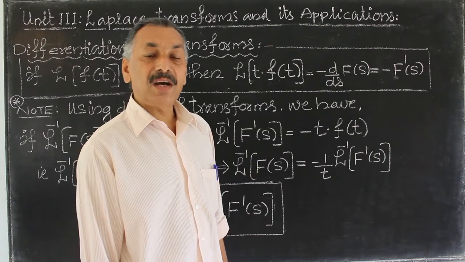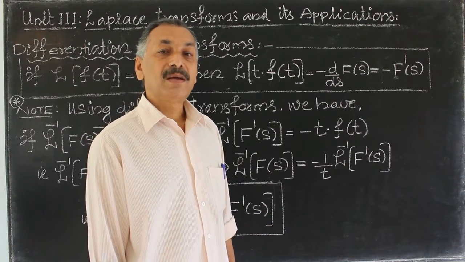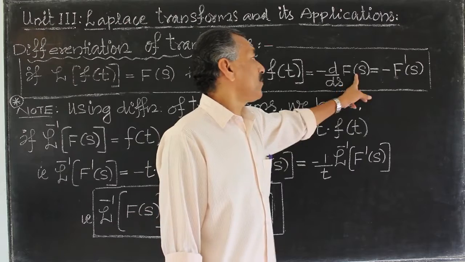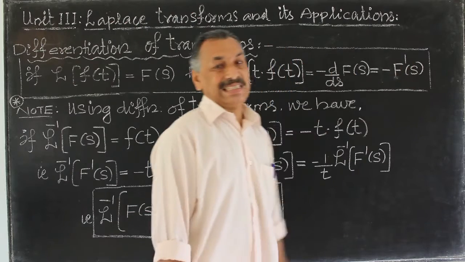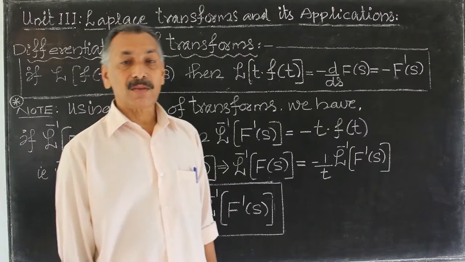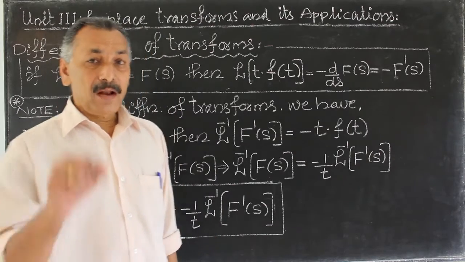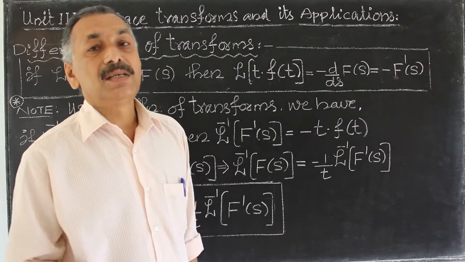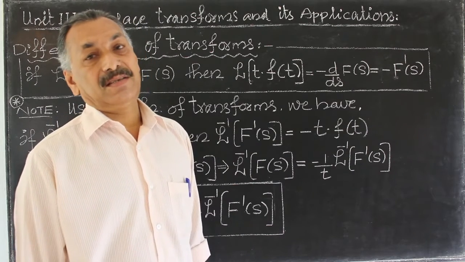Derivative of F(s): d/ds of F(s) means d/dx of F(x), that is F'(x). Similarly, d/ds of F(s) means F'(s), the first derivative of s. Okay? And then if L of f(t) is equal to F(s), then L of t times f(t) is equal to minus F'(s).